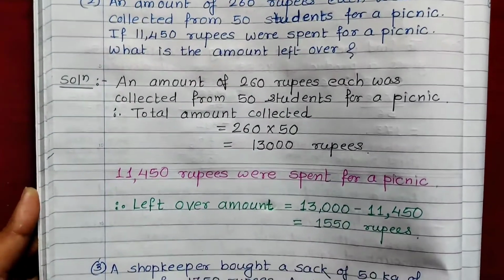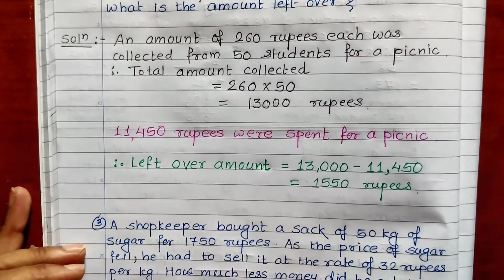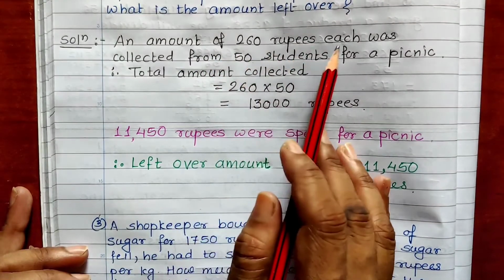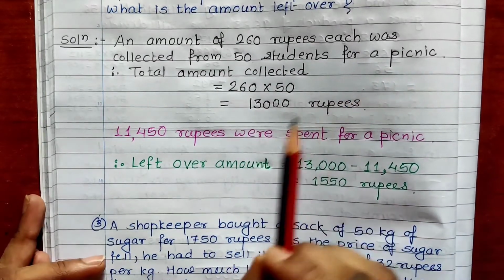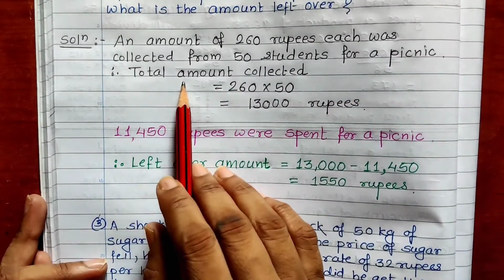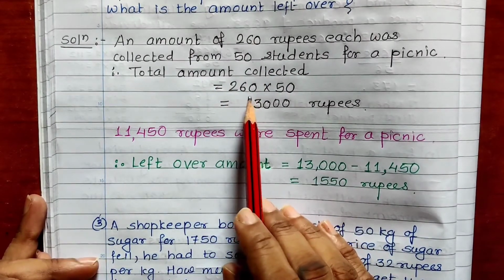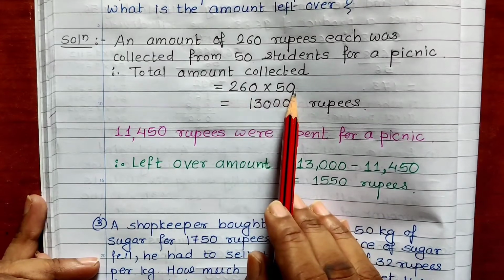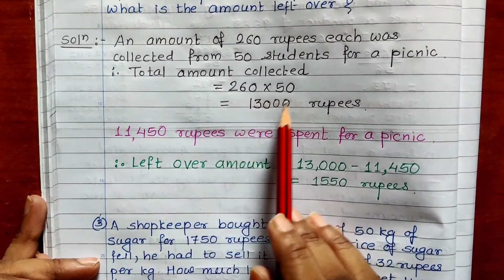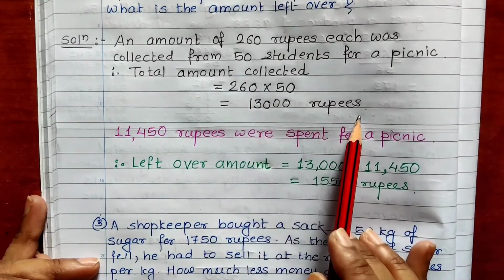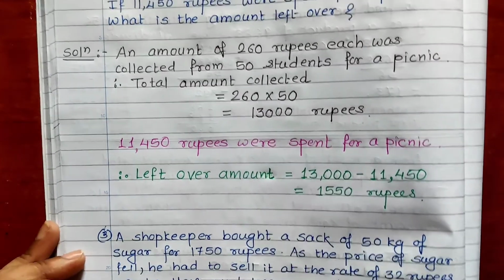So let us see how to write the solution of this sum. An amount of 260 rupees each was collected from 50 students for a picnic. In this way, first we have to write the sentence. Then find the total amount. Total amount collected will be equal to, how can we find? We have to multiply 260 by 50. When you multiply 260 by 50, we will get 13,000 rupees. Now from this 13,000 rupees, how much amount is spent?